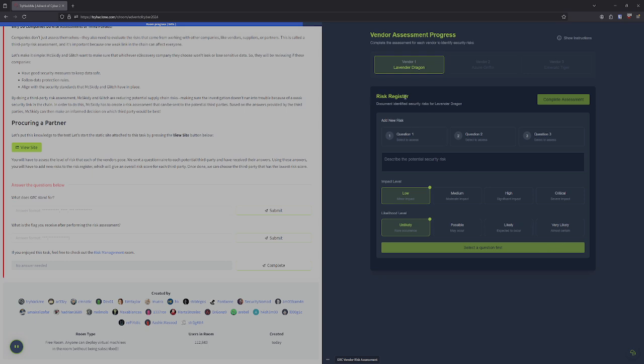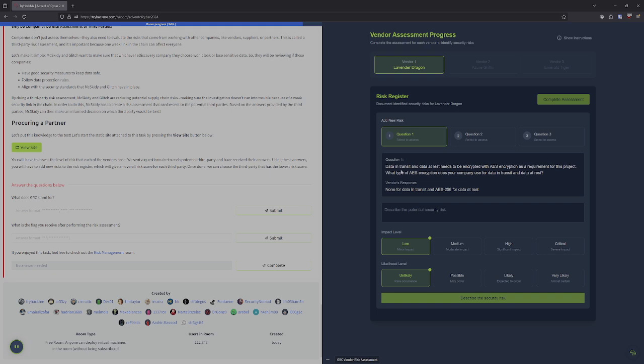Okay, so we're doing a risk register. Add new risk. Question 1. You'll have to assess the risks that each vendor poses. Describe the potential risks. So what's question 1? Oh, okay, here we go. Question 1. Data in transit and data at rest to be encrypted with AES encryption as a requirement for this project. What type of AES does your company use? None. They don't use any.